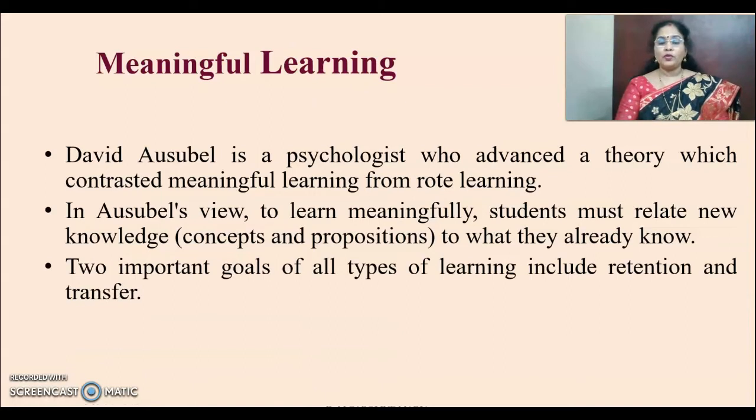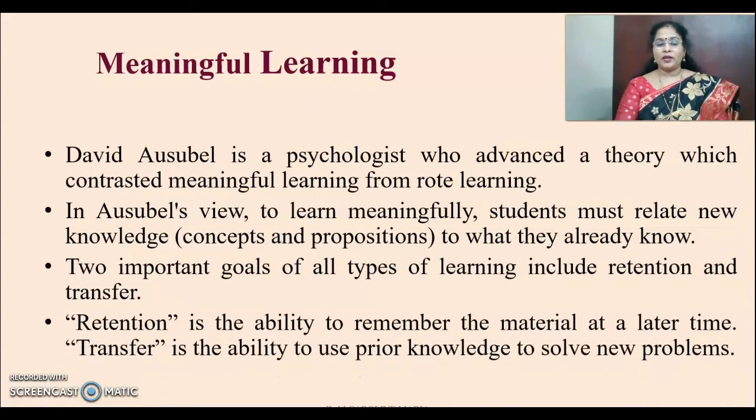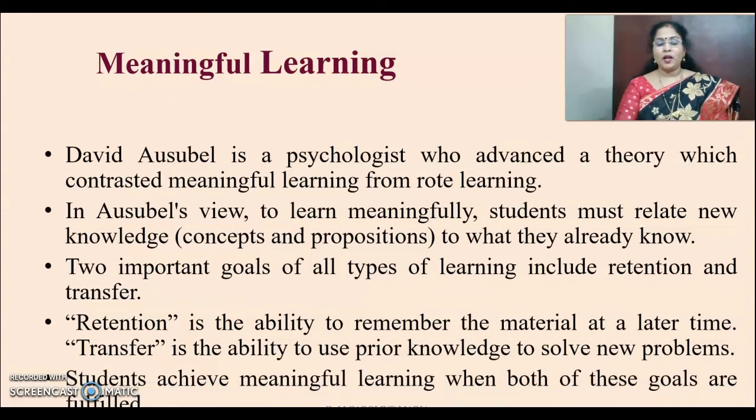Two important goals of all types of learning include retention and transfer. Retention is the ability to remember the material for a later time. Transfer is the ability to use the prior knowledge to solve new problems that come up. Students achieve meaningful learning when both of these goals are fulfilled.